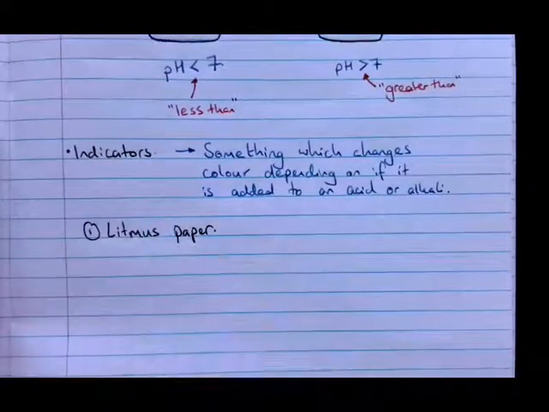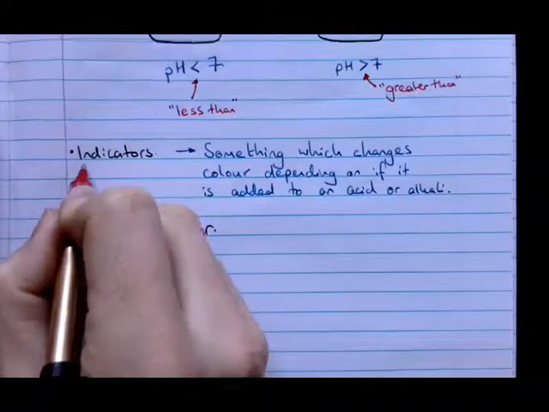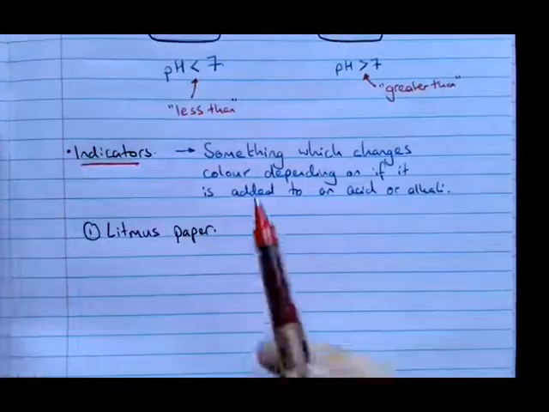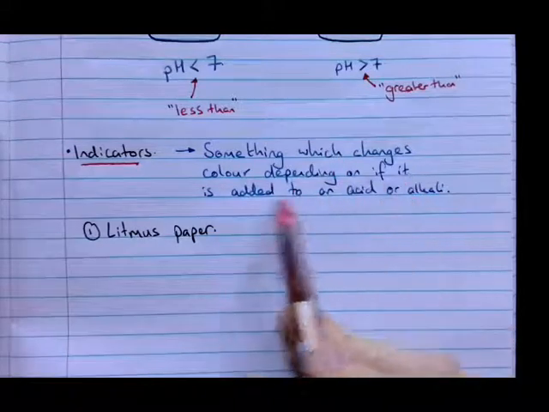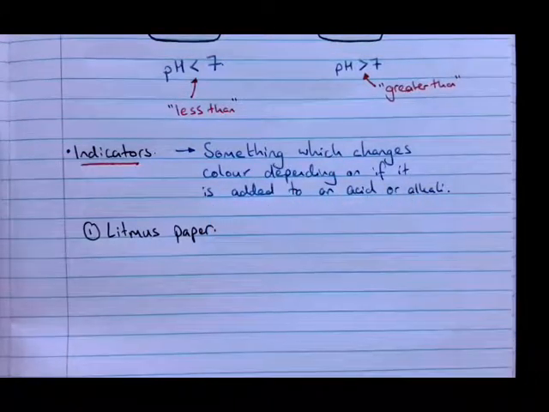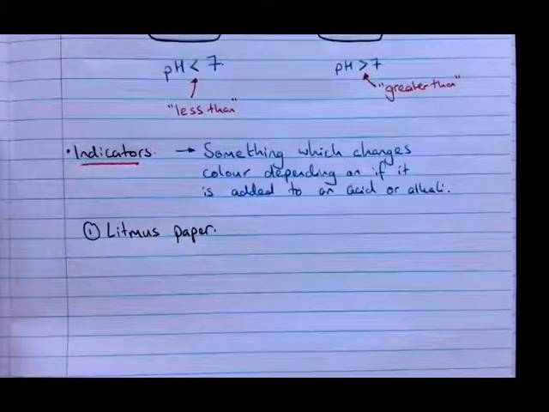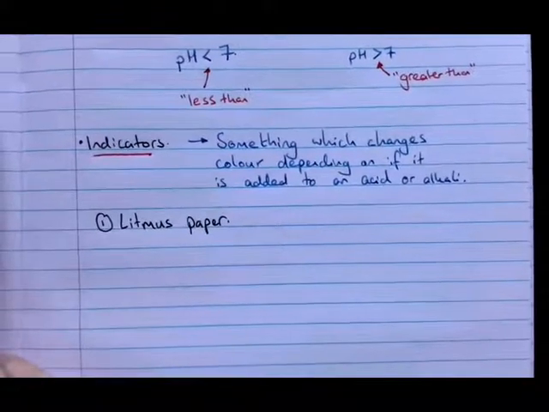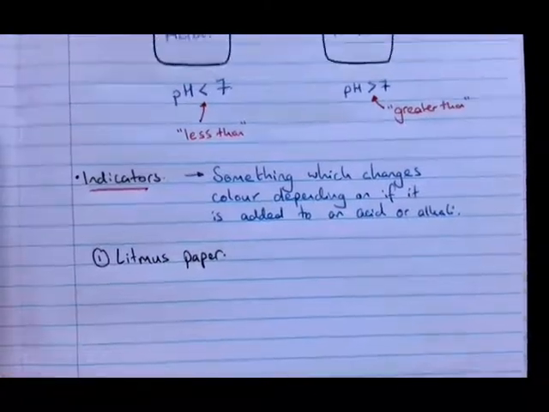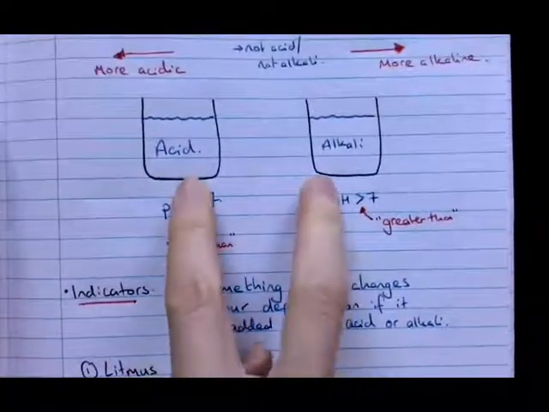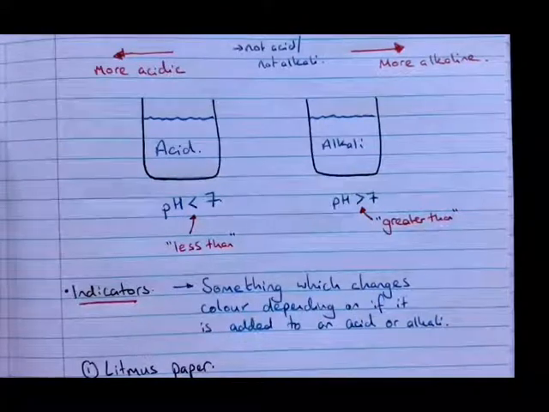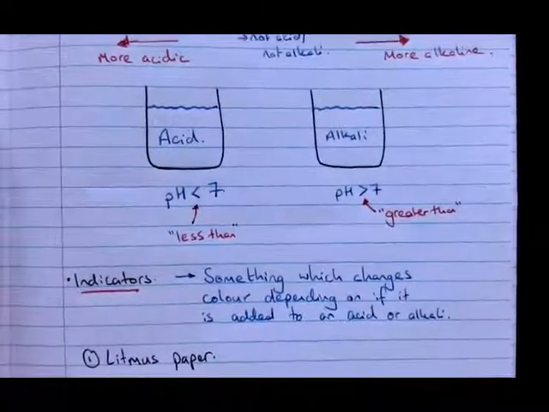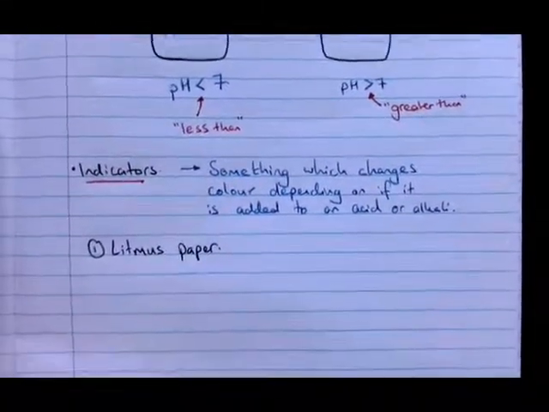Okay, so that's what this video is about. This video is about indicators. So an indicator is something which changes color depending on if it is added to an acid or an alkali. Okay, so there are two types of indicators that we're going to learn about. And so each one, when we're learning about it, you should have this idea in your mind that you've got a solution of an acid or an alkali, clear solution, you can't tell if it's acid or alkali, and it's just a test that you can do to work out which one it is.